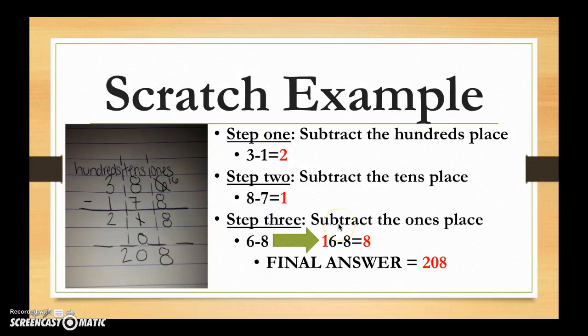Then step 3, we are going to subtract the ones place, and you're going to take 8 from 6, which we cannot do. So you're going to scratch out the previous sum and make it 1 less, which would be 0 in this case, and then turn this into 16, and then you're going to take 8 away from 16, and that gives you 8. And then you are going to combine all these columns together, and that'll make a final answer of 208.